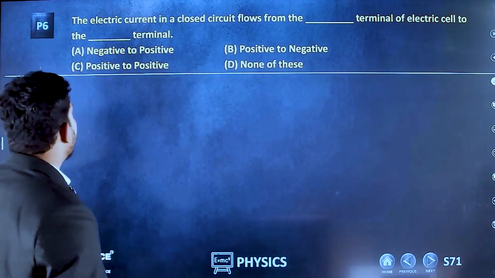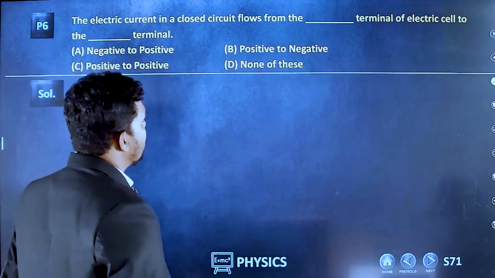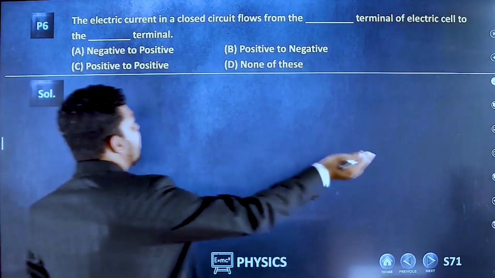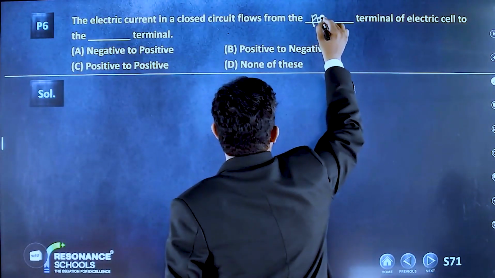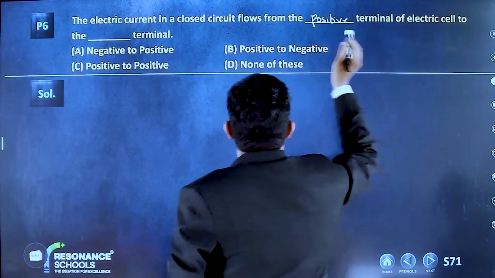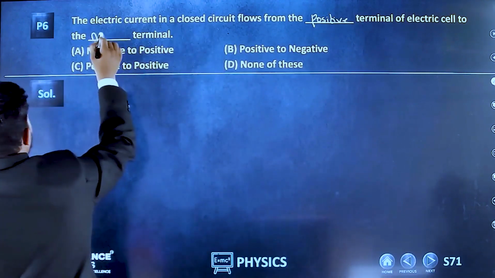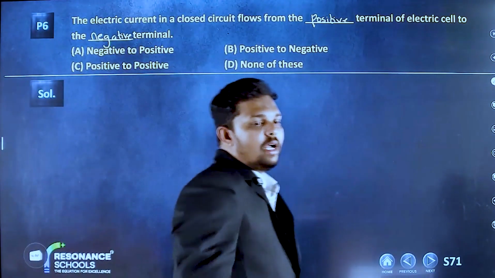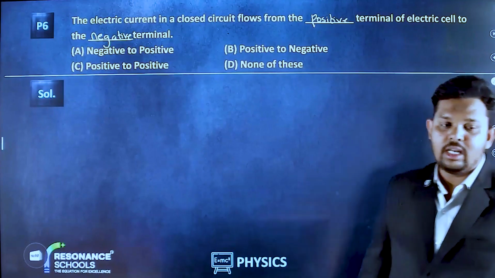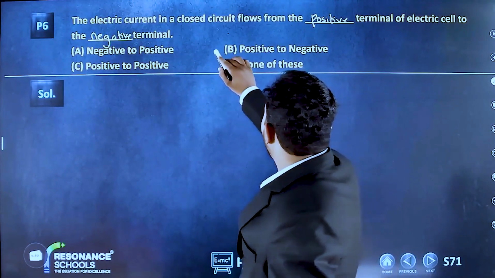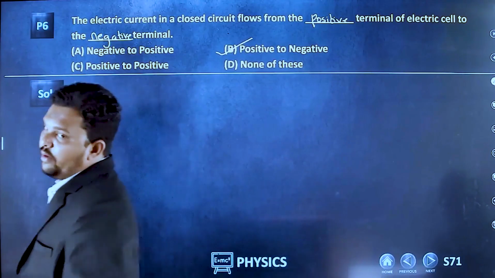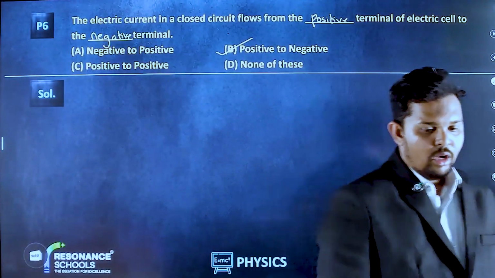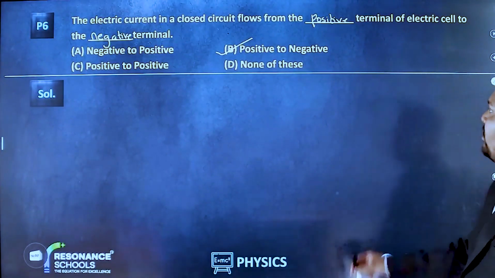So coming to this case, the electric current in a closed circuit flows from dash terminal to the dash terminal of the electric cell. Obviously, it will flow from which terminal? No doubt, it will flow from the positive terminal of the electric cell to the negative terminal of the cell. That's it. So the answer for this question is B, from positive terminal to the negative terminal. That's your perfect answer. Very good. Let us go for the next question. Shall we proceed?